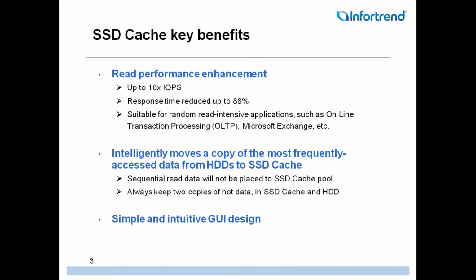SSDs have clear advantages over spin drives in terms of read speeds and lower response time, or latency. With SSD cache, systems have access to as much as 16 times more IOPS when reading data from the cache pool. Additionally, compared to spin drive caches, SSD cache offers up to 88% savings in response time. This makes it an excellent solution for applications where random read intensity is high, especially online commerce and email.